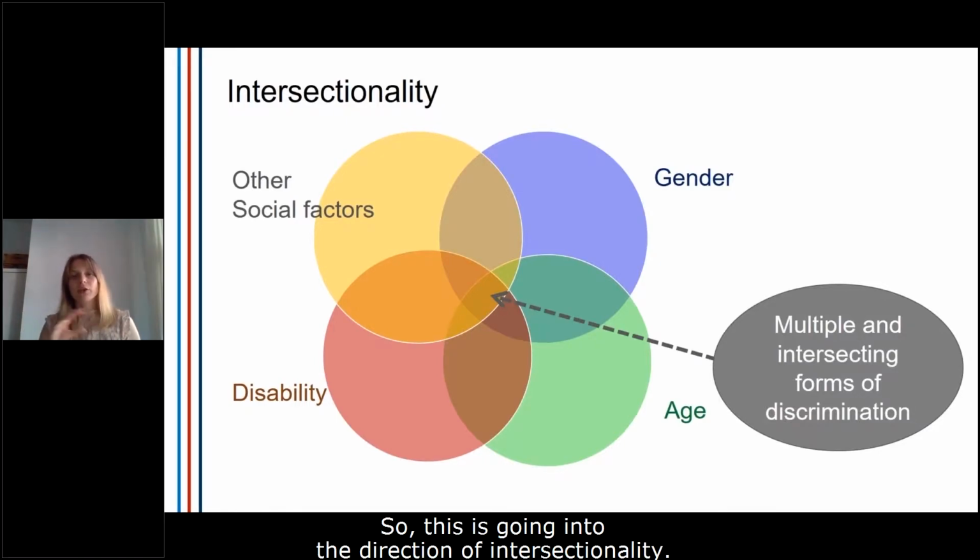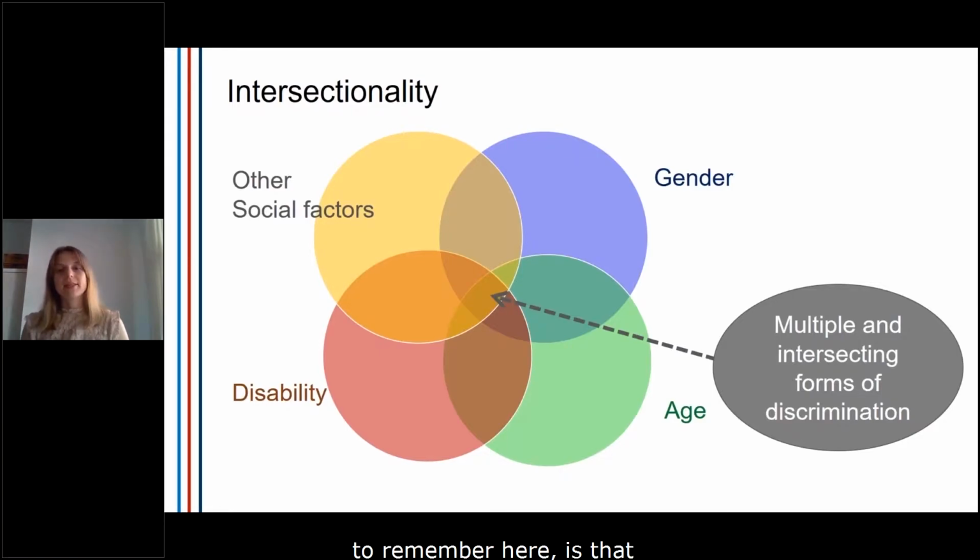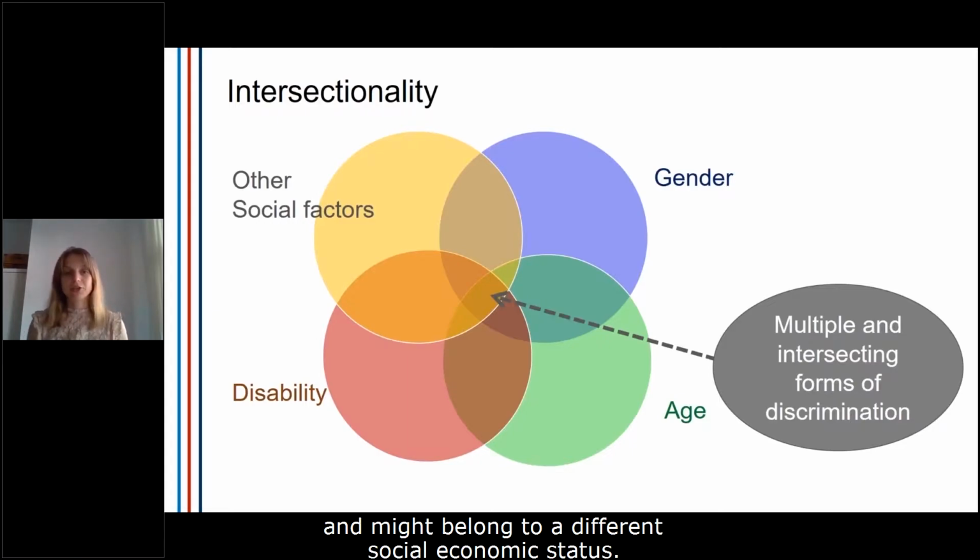This is going into the direction of intersectionality. And what I want you to remember here is that every person with disability has a gender, has an age, has a disability. Every person with impairment might have a disability and might belong to a different social economic status.